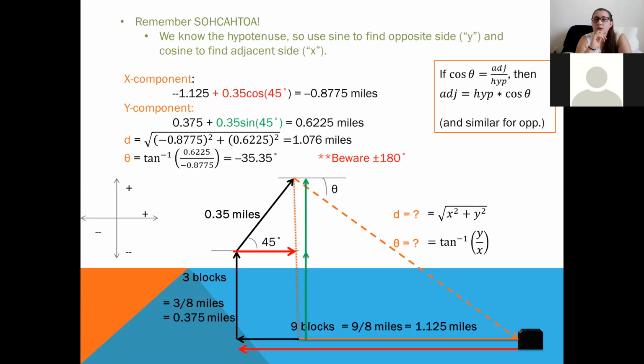So this is why it's so important for you to draw a picture of what is happening so that you know which angle it is that you're looking for. Are you looking for this angle with respect to where you ended up and are now trying to get home? Or are you dealing with the angle with respect to home? It makes a big difference and will give you a different answer.